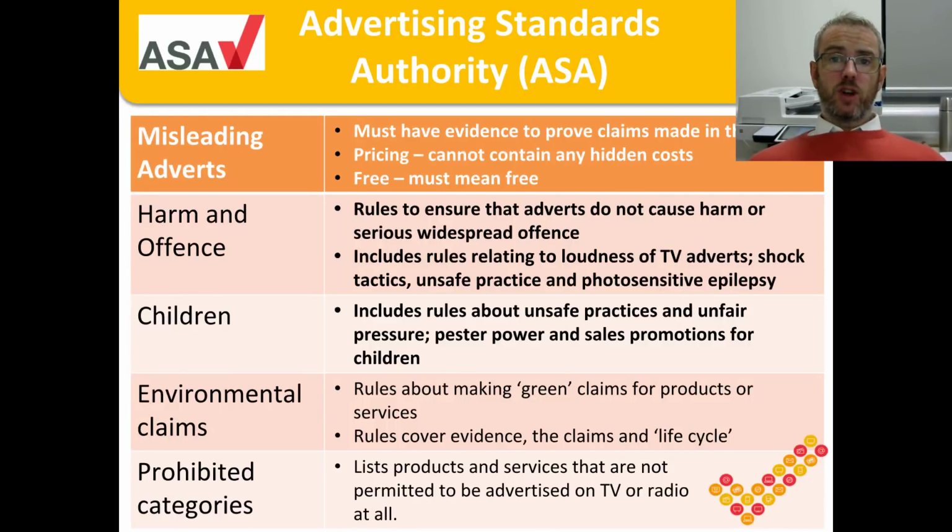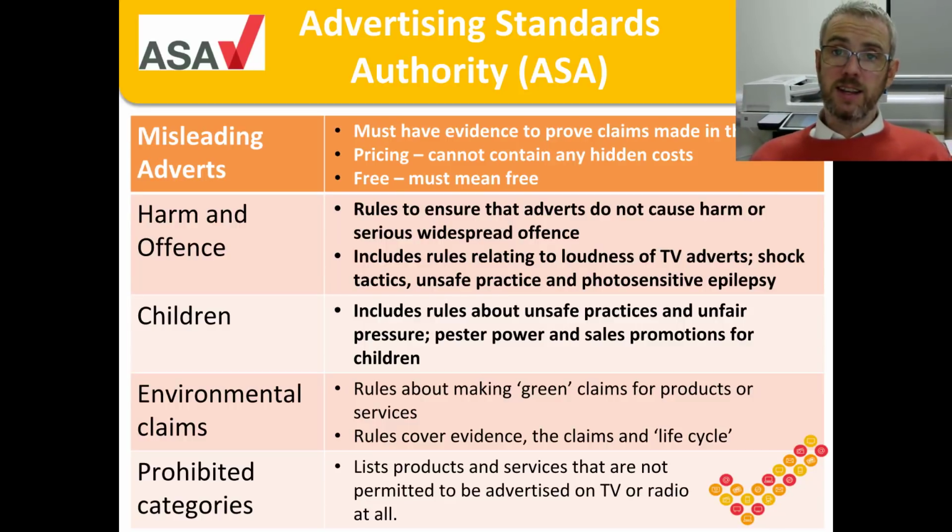Lastly but not least, you've got the Advertising Standards Authority, sorry. They're put in place by the government to ensure that there are certain standards that are kept to. So misleading adverts, you've got to prove what you can say. If you say something in the advert, it must be able to do it. Right? There must be pricing. Ryanair have been caught out for this. You've got to ensure your product doesn't contain any hidden costs. Free, if you say something's free, it's got to be free.